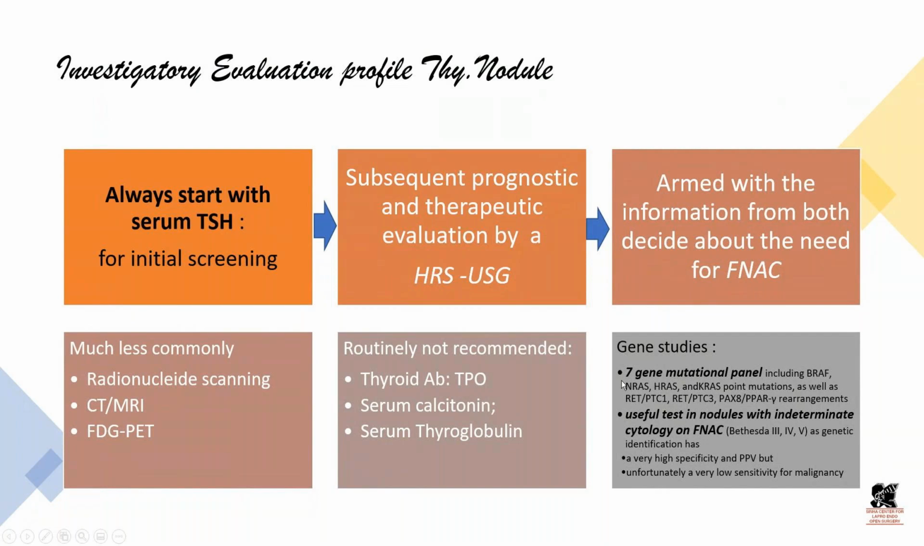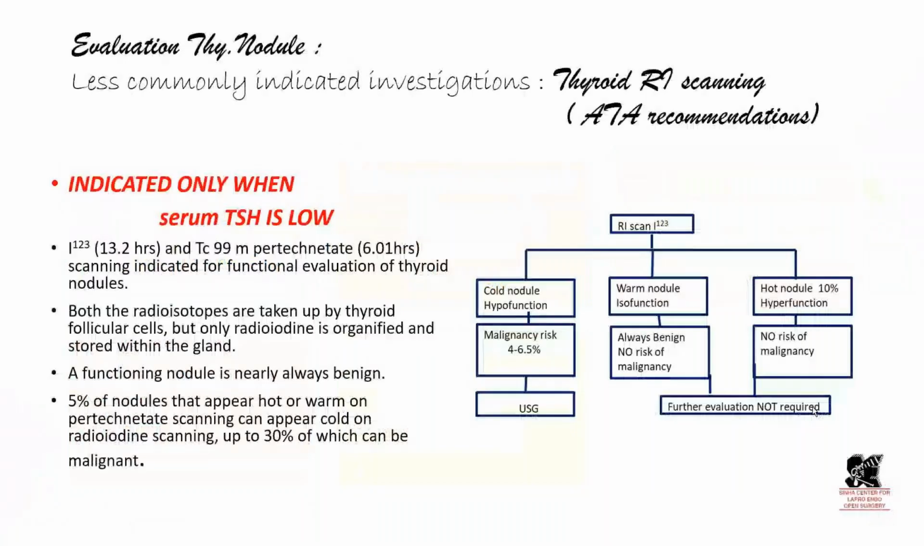These gene studies include the 7 gene mutational panel, including BRAF, and most important, the RAS gene group. It is a useful test in nodules with indeterminate cytology on FNAC. These genetic studies have a very high specificity and positive predictive value, but unfortunately very low sensitivity for malignancy. Right. So first, let's talk about the less commonly indicated investigations. We'll pass through that, then we'll go to the major investigations.